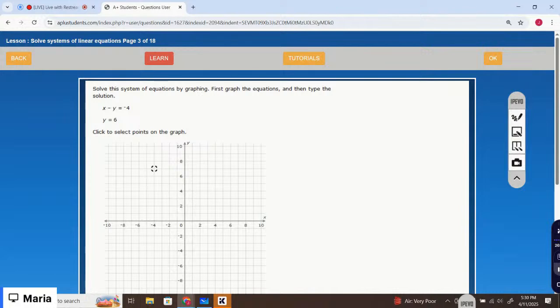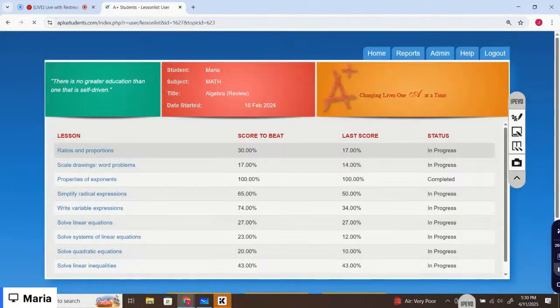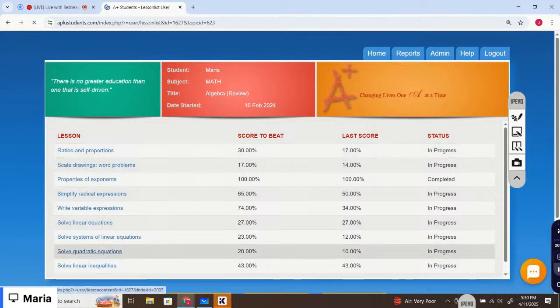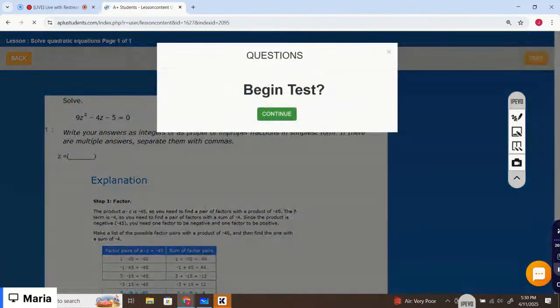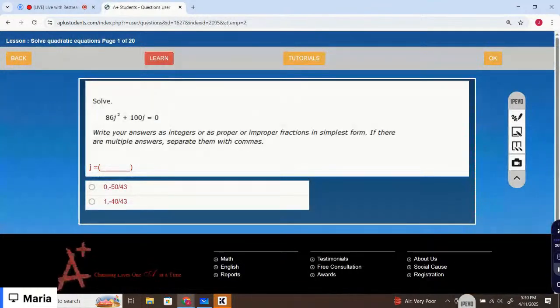Okay, you can complete the lesson by yourself today. Let me move on to the next lesson. The next lesson is solve quadratic equations. Let's start with this question, where we can do more practice questions.